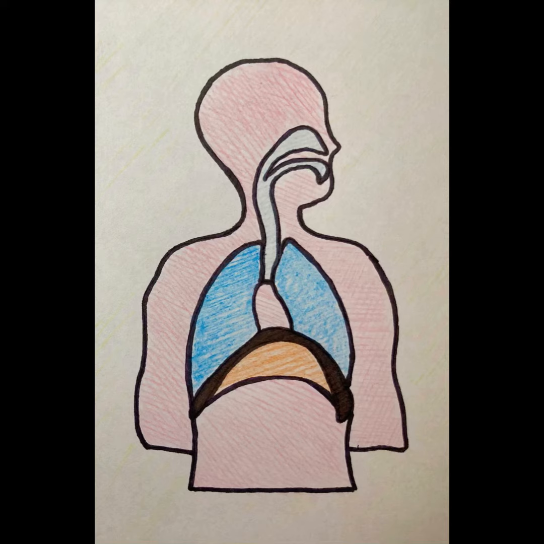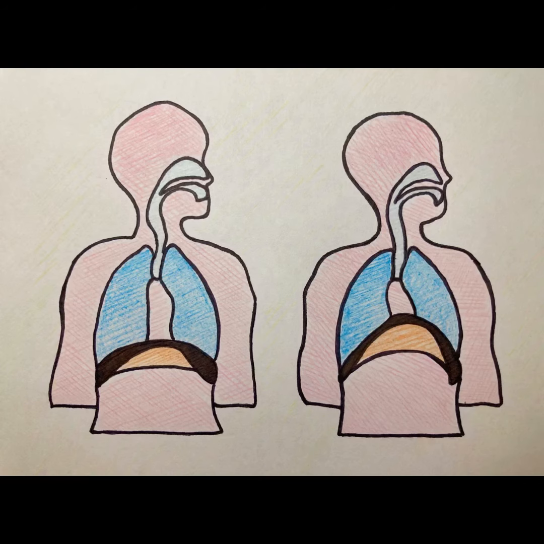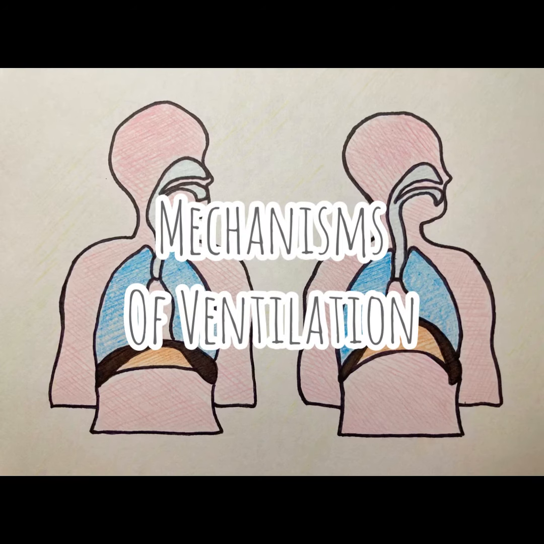Let's simplify again. The diaphragm relaxes and elongates, causing the lungs to decrease in size. The pressure in the lungs increases, triggering the air to be forced outside of the body. Exhalation. And that is the mechanisms of ventilation.